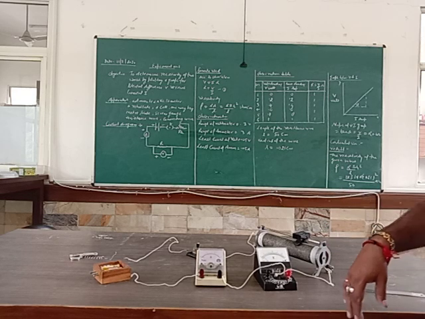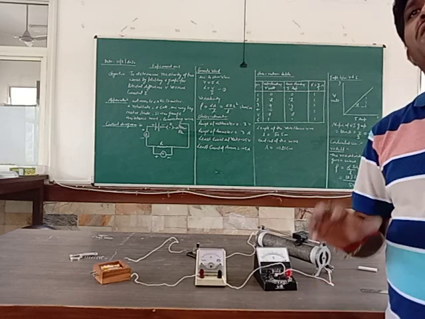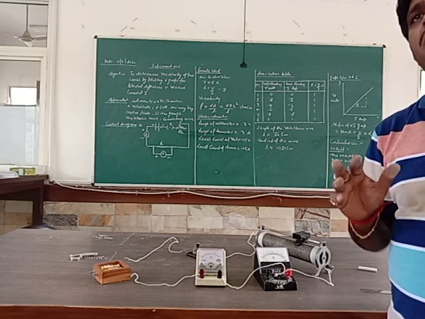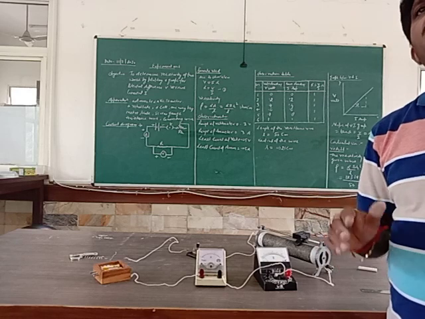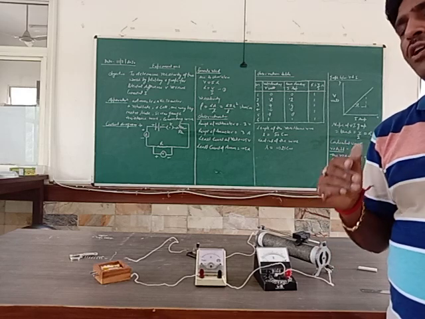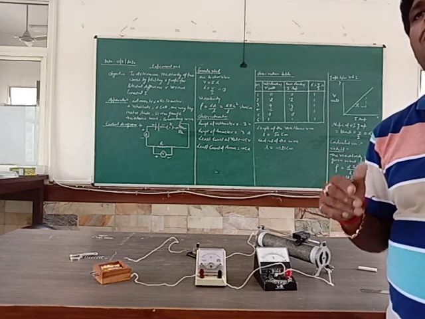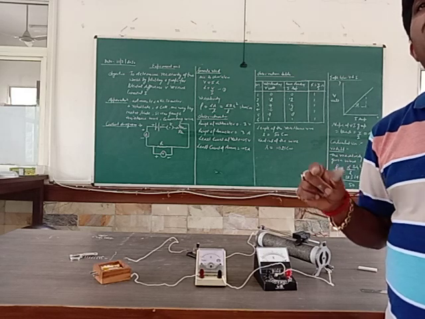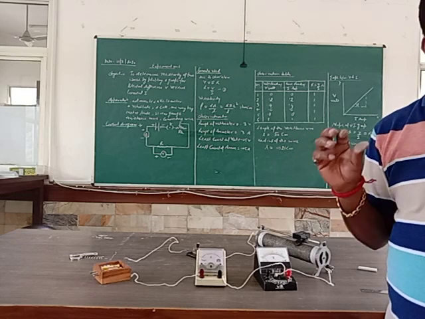You know very well, according to Ohm's law, when the physical conditions of a conductor, like temperature and pressure, do not change, the current flowing in the conductor is directly proportional to the potential difference across both ends. V is proportional to I, and V is equal to IR. So the resistance becomes constant.